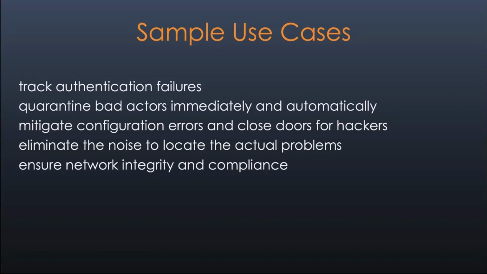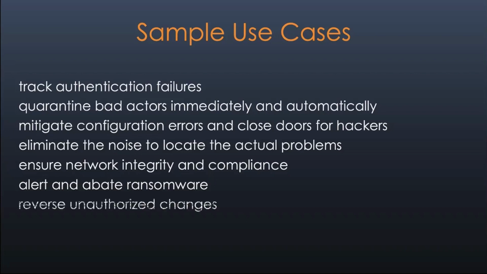Finally, ensuring network integrity and compliance, alerting and abating ransomware. If a user clicks on a bad email, a DLL gets written, a registry gets edited, the network starts getting scanned. Fine, cut them off the network until somebody can get there instead of waiting for the ransomware to spread. Reversing unauthorized changes. Not everybody respects change controls, so a cowboy engineer gets in and makes a change and you just back it out a second later.